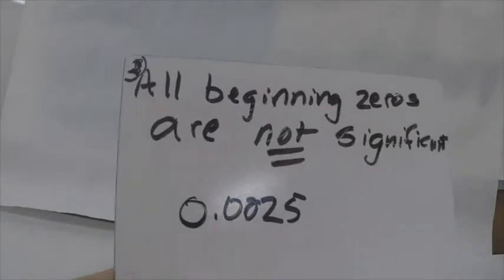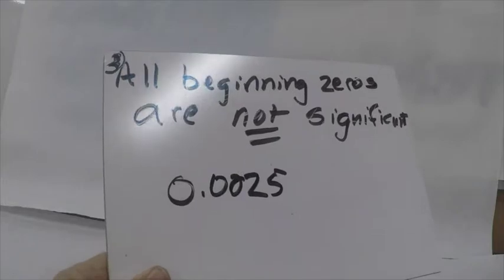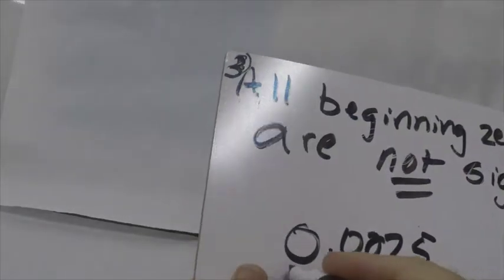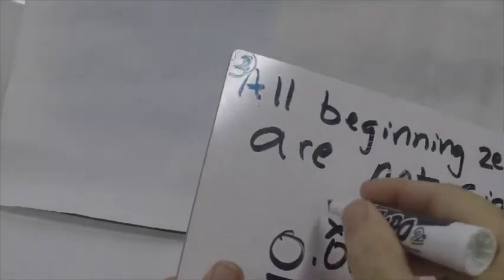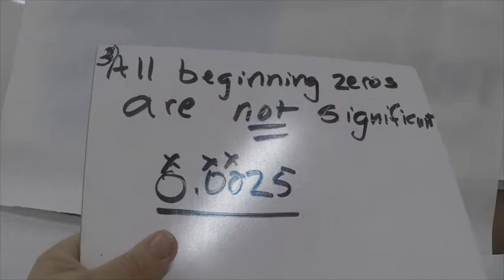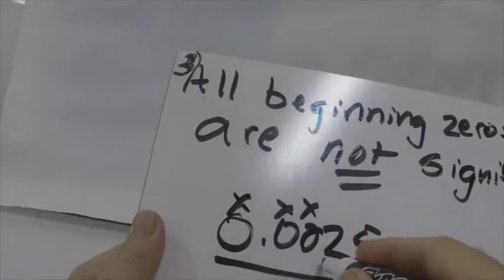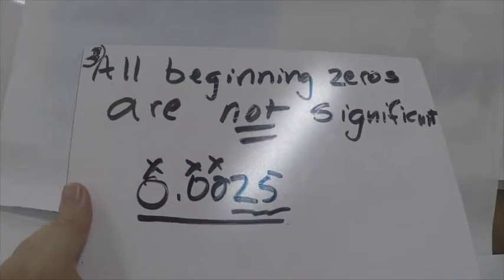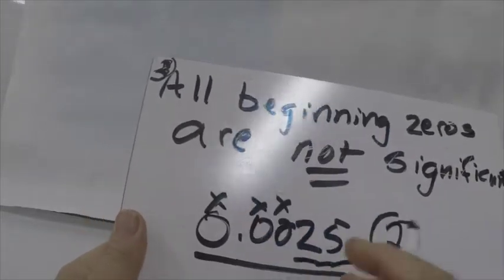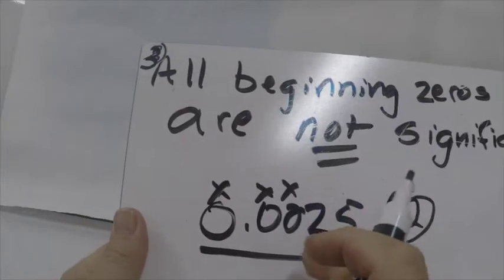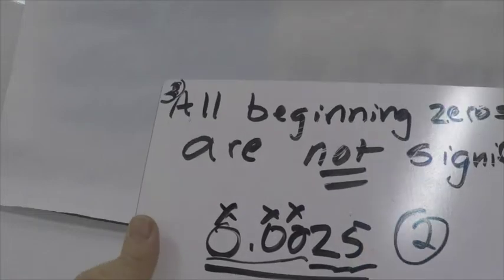Rule number 3: all beginning zeros, or I call them preceding zeros, are not significant. So in a number like 0.0025, these zeros are not significant. They are what they call placeholders. They hold place value, and they're only there to let me know that I have a really, really small number. In this one, for instance, there are 2 significant digits. Think of it this way: if I were to write this in scientific notation, I would get rid of those zeros. And if that's the case, then they're not very significant.